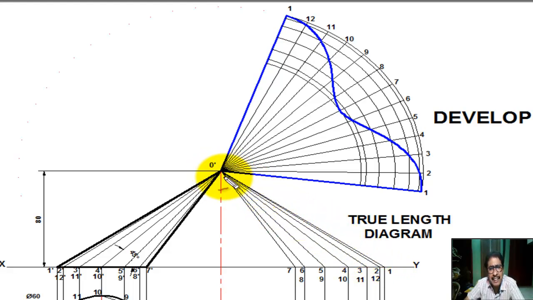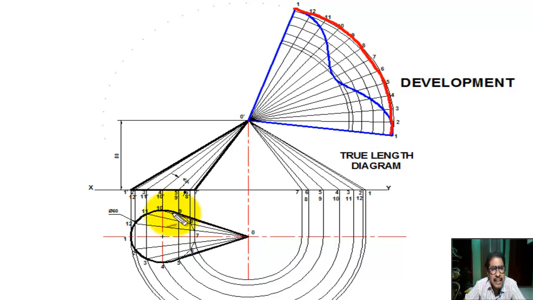Now with the larger generator size, O dash and 1, with this measurement, we draw an arc. Draw this arc with center O dash, and O dash 1 is the radius. Okay.